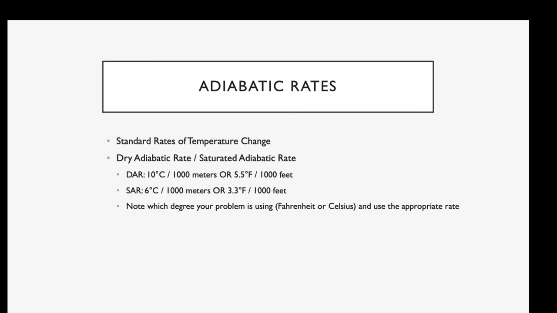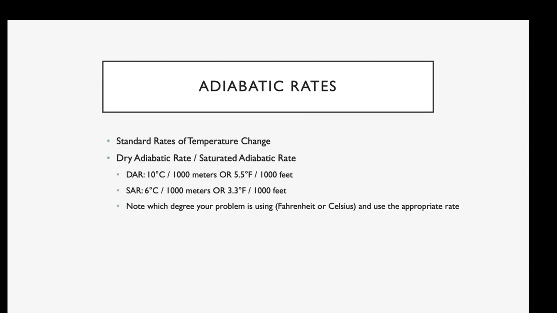Because the only factor that changes is altitude, we can determine standard rates at which the temperature changes. There are two rates. They are dry adiabatic rate and saturated adiabatic rate. The dry adiabatic rate, or DAR for short, is 10 degrees Celsius per 1,000 meters in the metric system. If we wanted to put this in terms of English, it would be 5.5 degrees Fahrenheit per 1,000 feet.